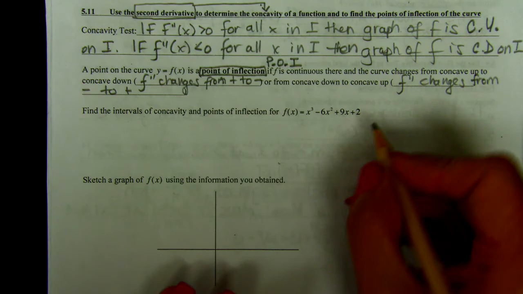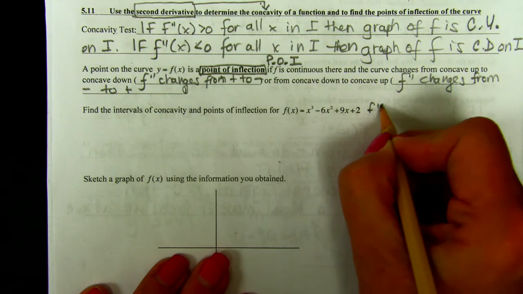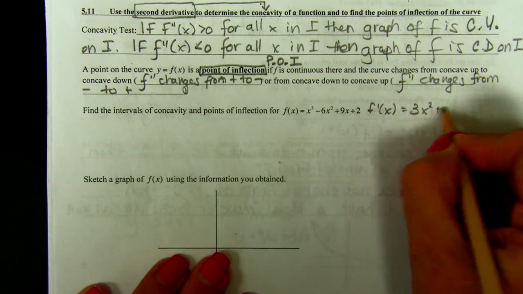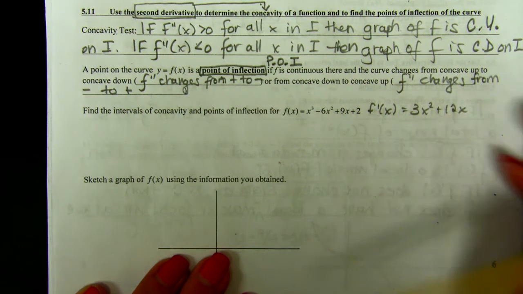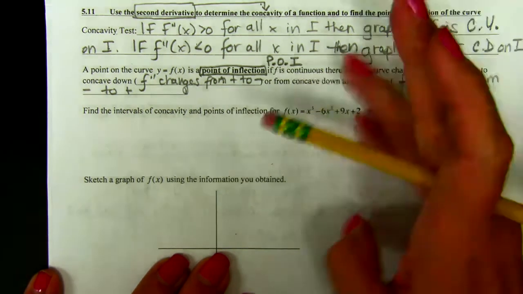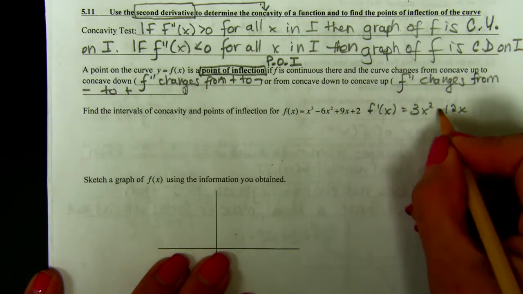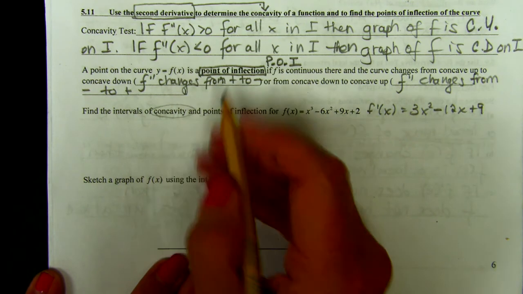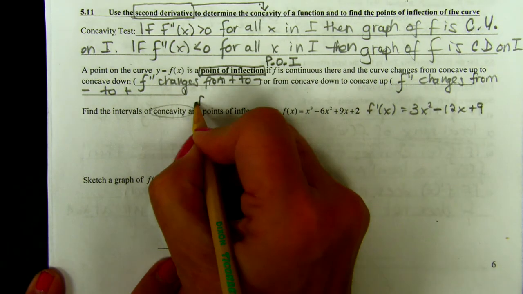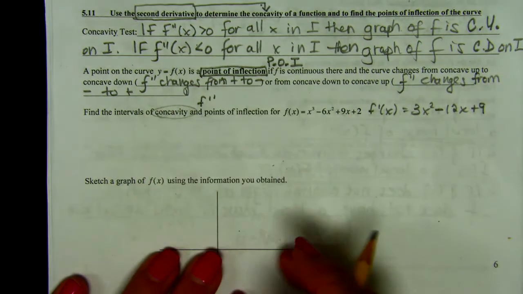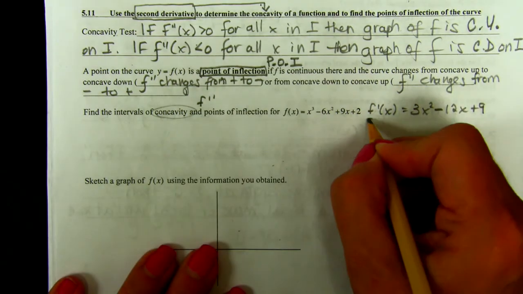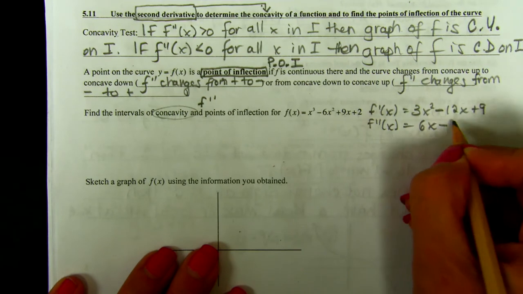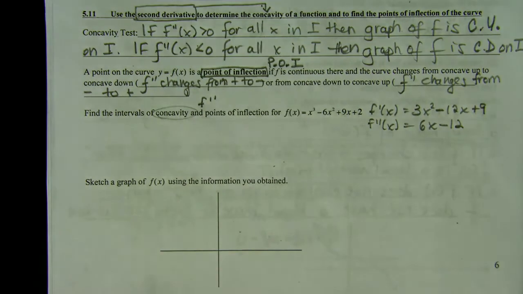Well, we already found that the first derivative of this function was 3x squared minus 12x plus 9. And since we're talking about concavity, we know we need the second derivative of f. So we're going to find the second derivative right now. That's going to be 6x minus 12.